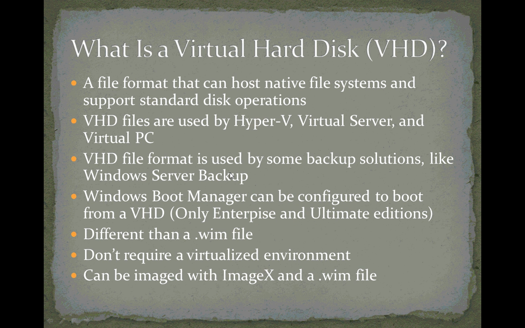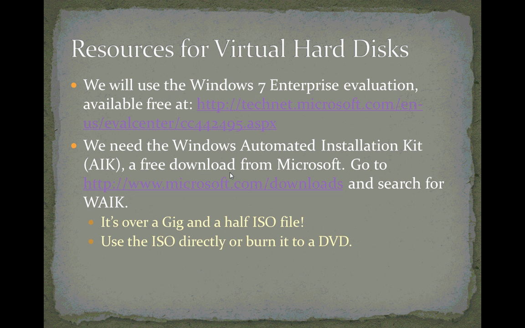In our first video, we answered this question: what is a virtual hard disk? Essentially, it's a file that acts like a disk. It can be used by virtual machines, by backup programs, and now in Windows 7 it can even be booted from, and it can be treated like a disk in that you can use standard disk operations to write to it, read from it, mount it as a disk, and so forth.